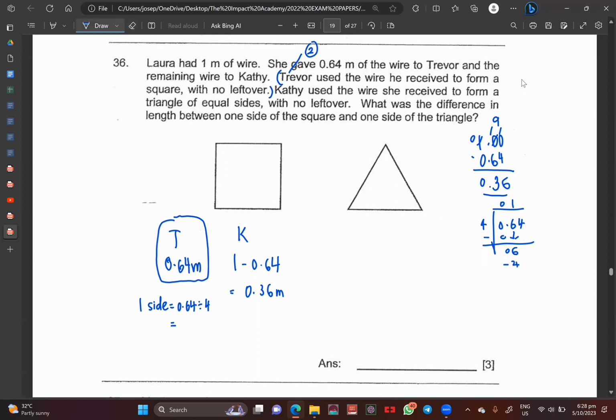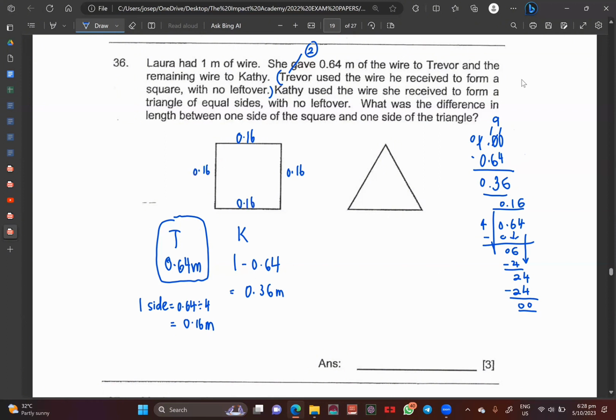Can you understand? Bring down the 4, correct? 6, 24, 0, 0. Right? So over here you get 0.16 meters, 0.16, 0.16, 0.16.